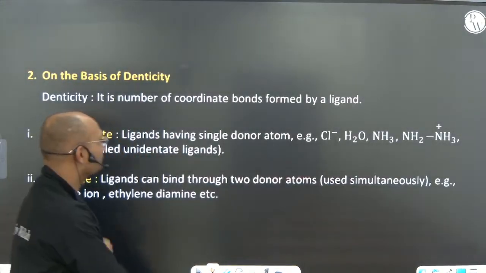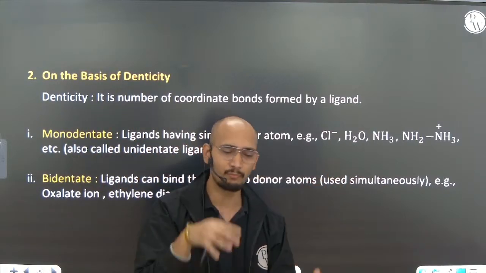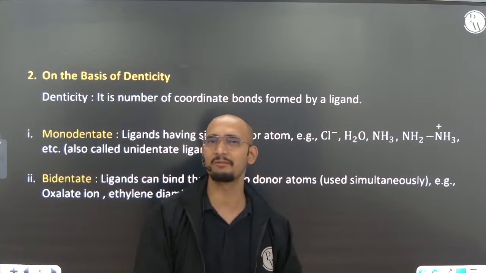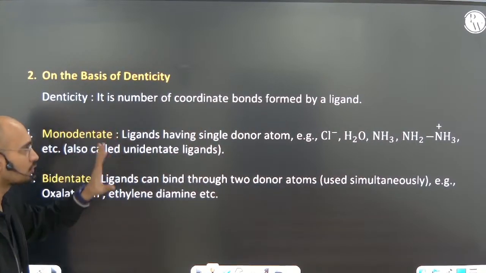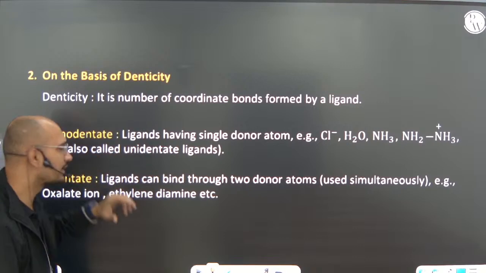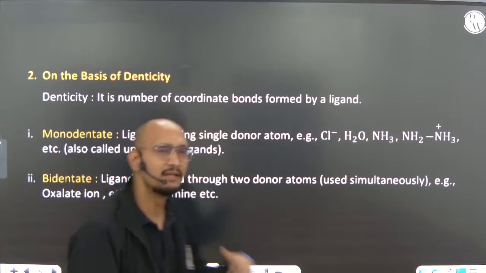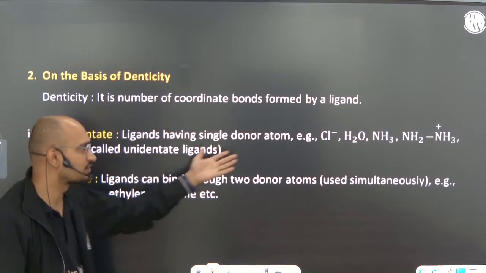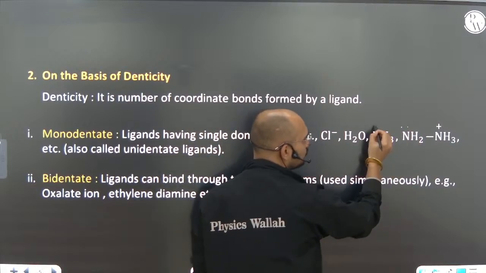Next, on the basis of denticity. Denticity is what? The number of bonds a ligand is forming with the central metal atom or central metal ion is called the denticity of that ligand. Monodentate means it is forming only one bond with the central metal. What are the examples? Chloride, H2O and NH3, because they give only one lone pair.